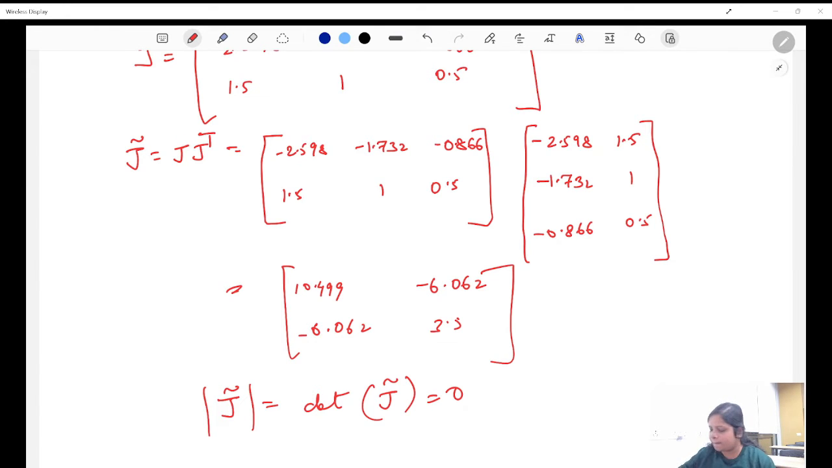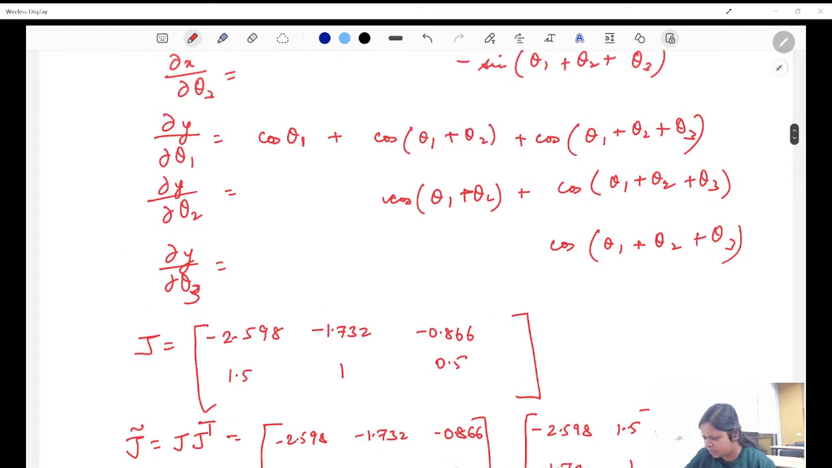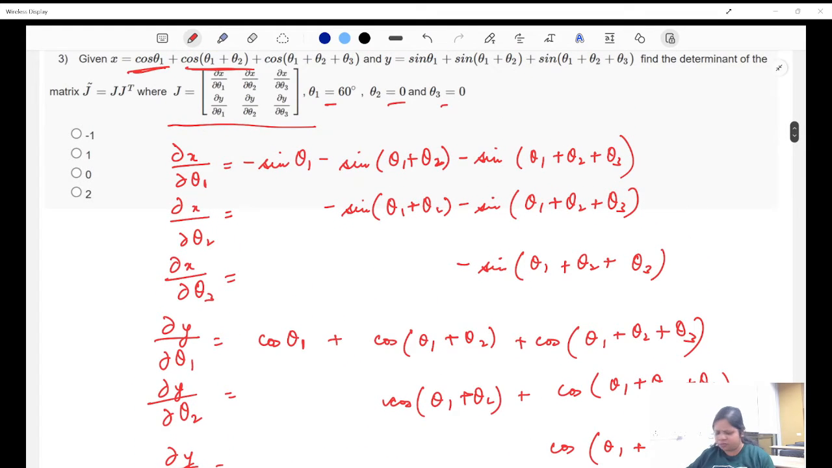Okay. So this is very simple. This question was mainly based on partial differentiation only. You should be aware of this.